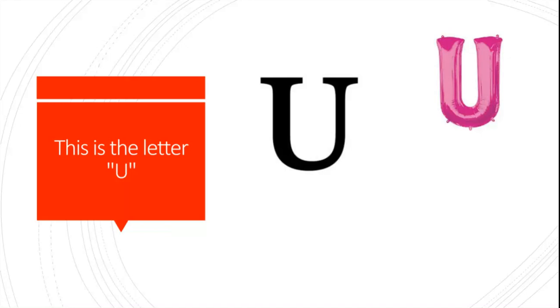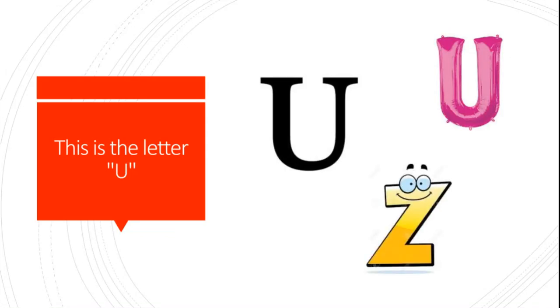This is the letter U. There's one right there, and one right there. Uh-oh, one of those letters is not the letter U. Can you point to it? You are absolutely right. That is not the letter U, that is the letter Z. We have two letter U's, one and two.